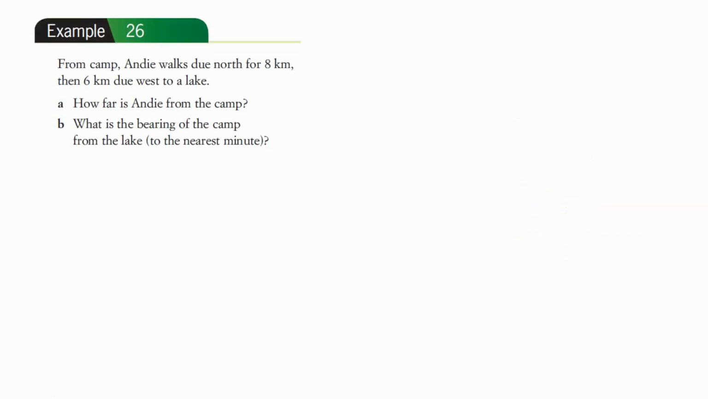Last example. From camp, Andy walks due north for 8 kilometres, then 6 kilometres due west to a lake. How far is Andy from the camp? What is the bearing of the camp from the lake to the nearest minute? Now, without a diagram, can be tricky.